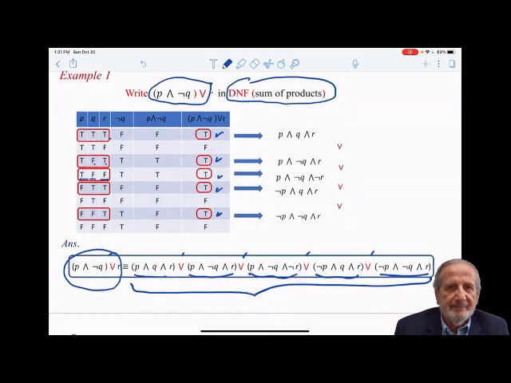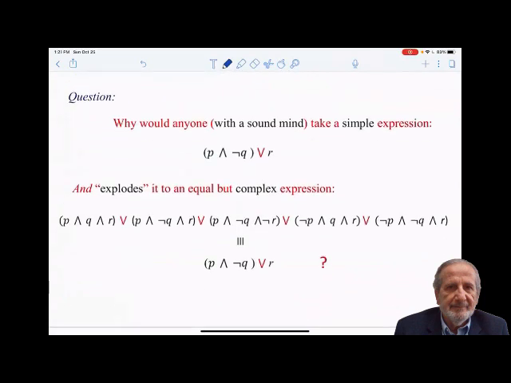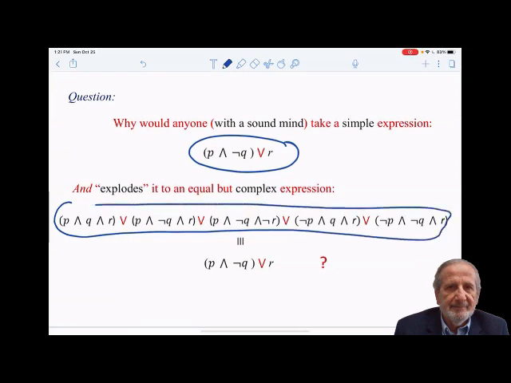Now, the question is, why would anyone with a sound mind take a simple expression like this and blow it up to be like this? It makes no sense. So why would anybody take this really simple one and turn it into this complicated one? The reason is, we'll see that in a few minutes.